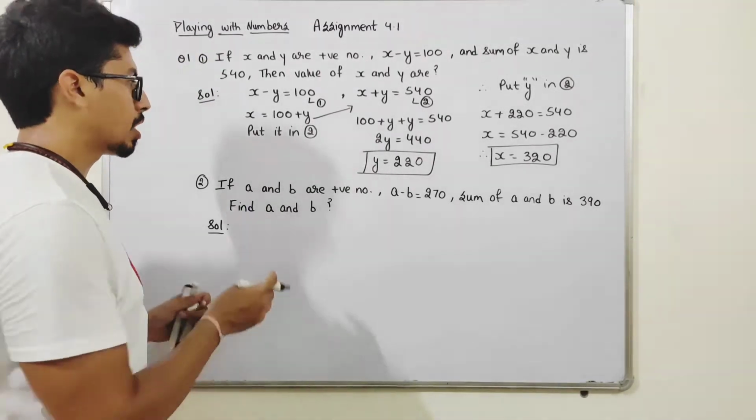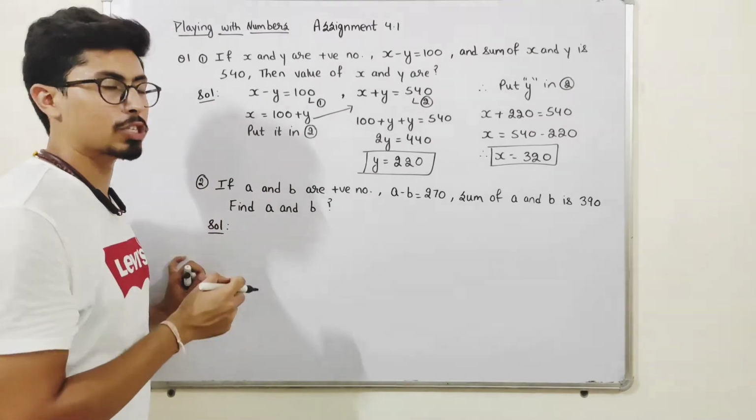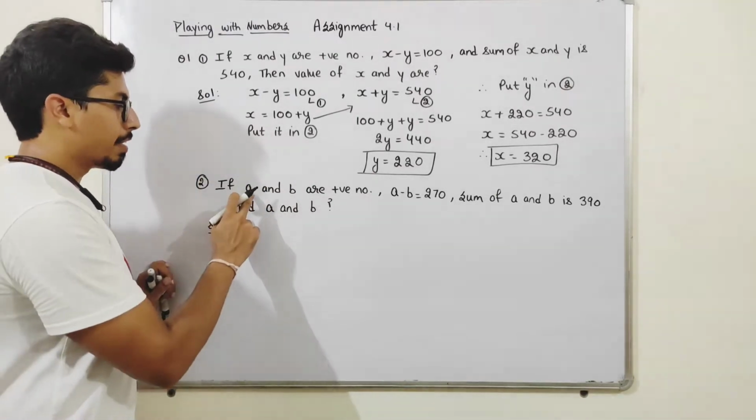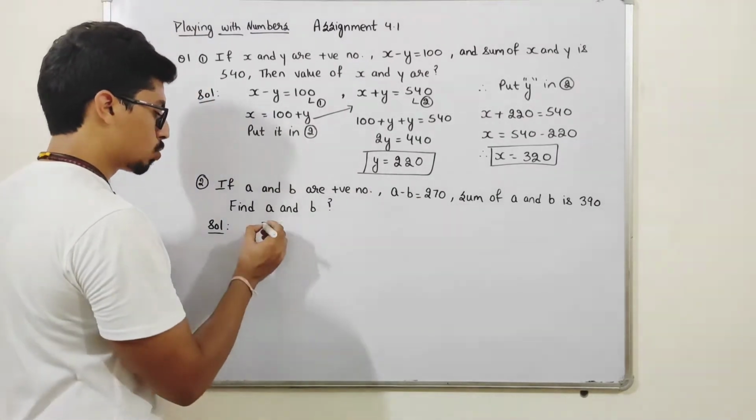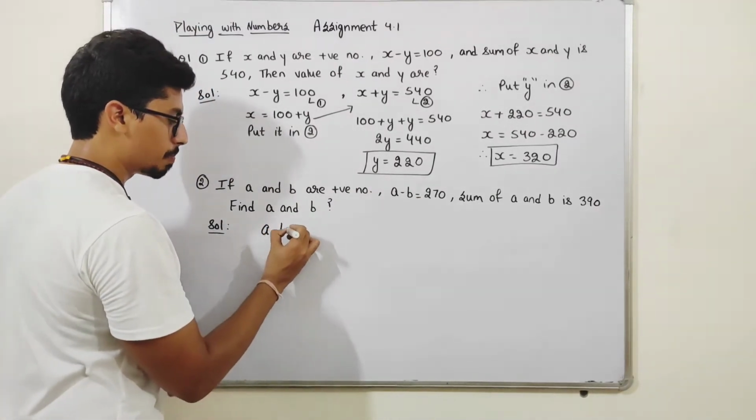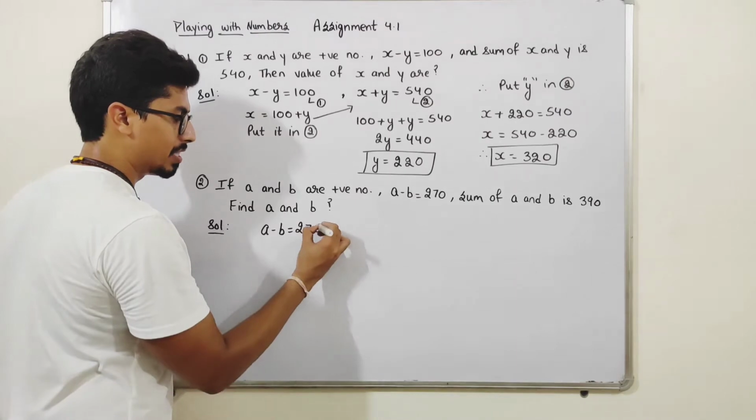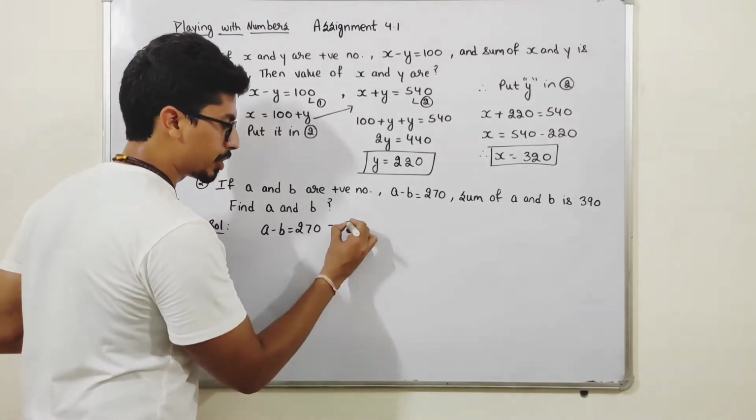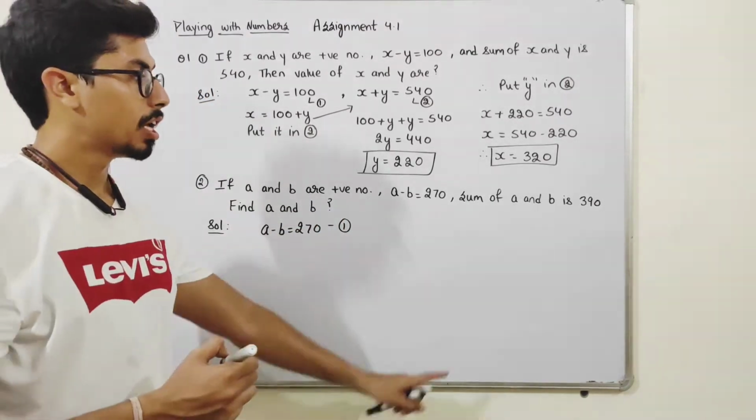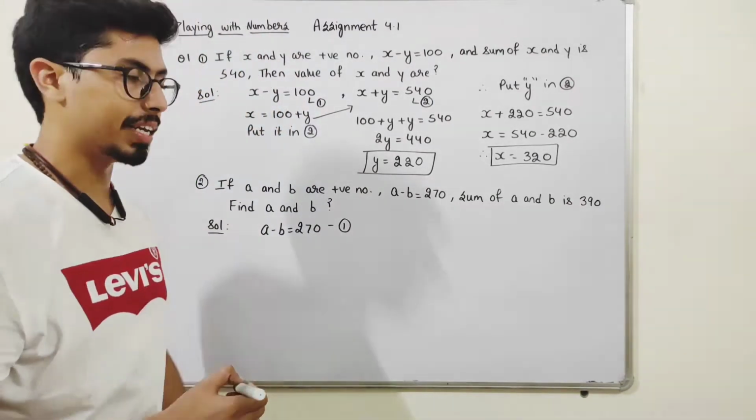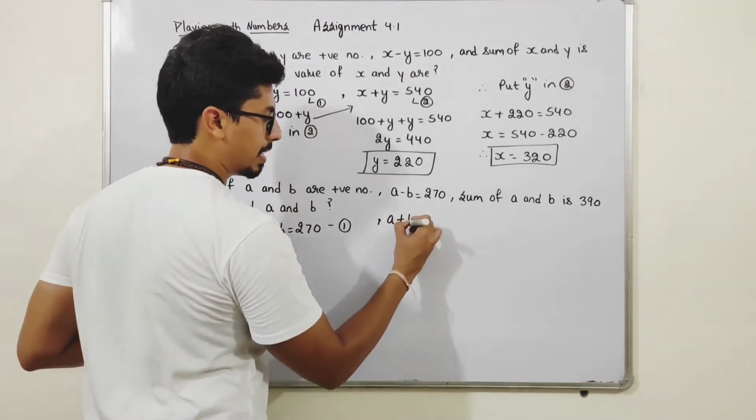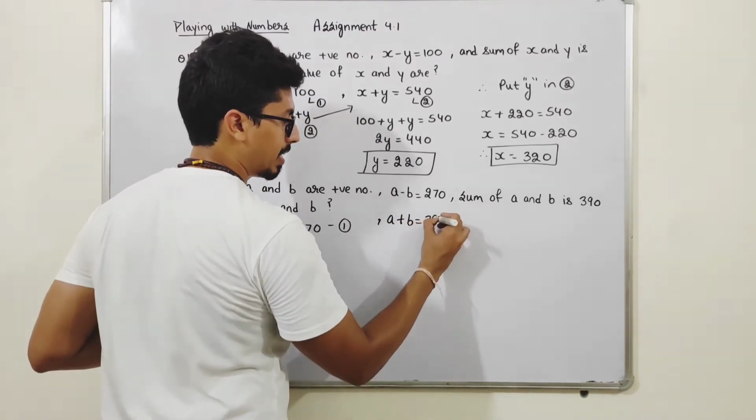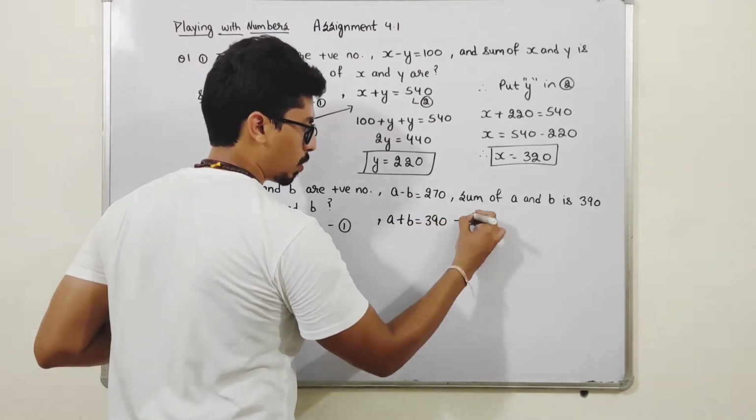Now students, question number 1, second part, is the same as the first part. See, if a and b are positive numbers and a minus b is 270, name it as equation 1. Also, the sum of a and b is 390, that is a plus b equals 390. This is equation number 2.